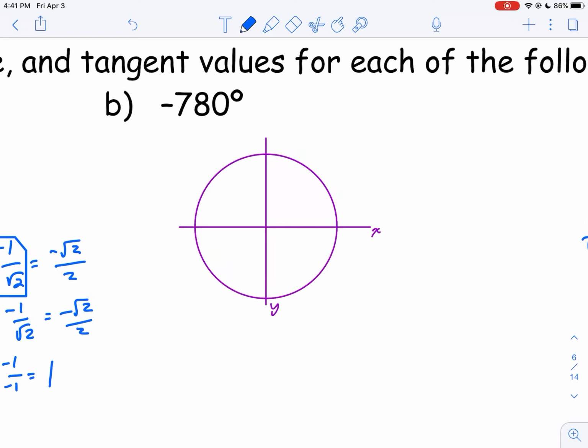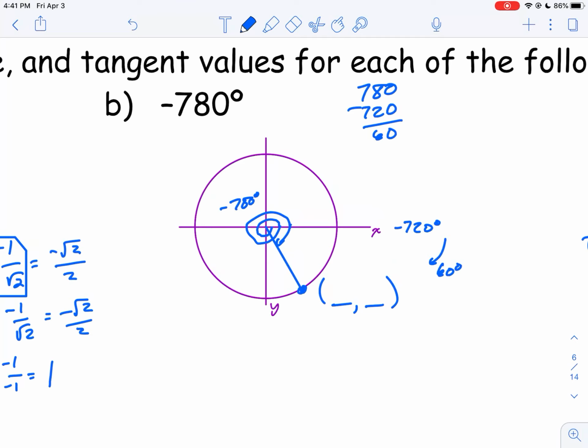First thing, we're going to have to find -780 on the circle. Well, I know if I go negative, I'm going backwards. So that's once around. That's twice around. So if I go around twice, I know that's going to give me -720. I need to go a little bit further. From 780 to 720 is 60 more degrees. So I need to go 60 more degrees in this direction. So that's going to put me down here-ish. So that's -780 degrees. I now need to think about my x and my y coordinates here, and my radius.